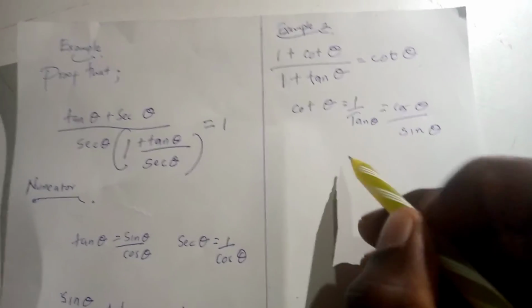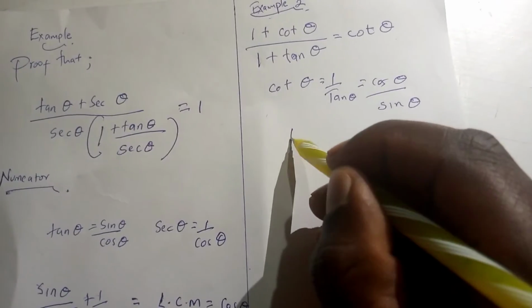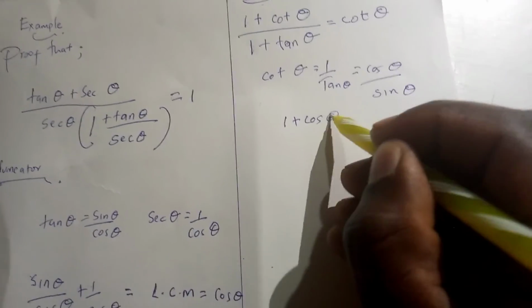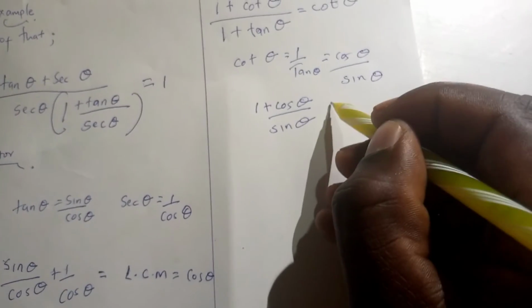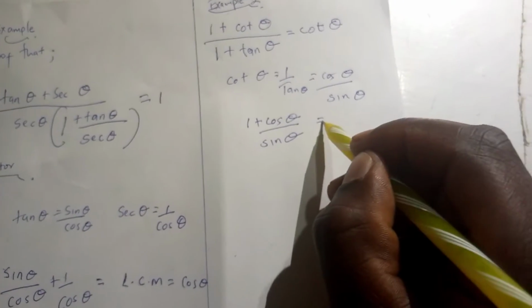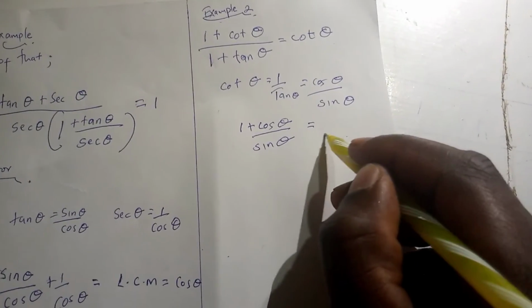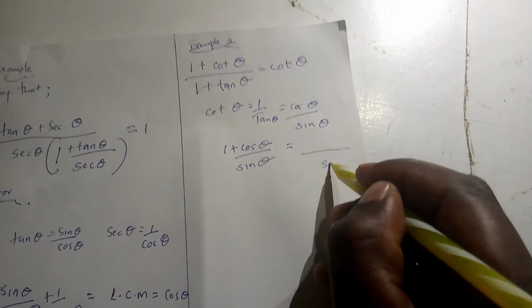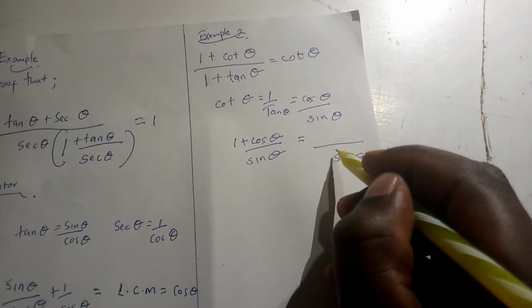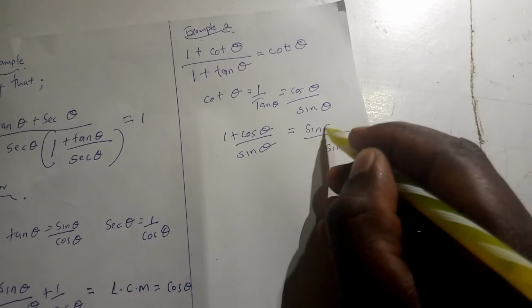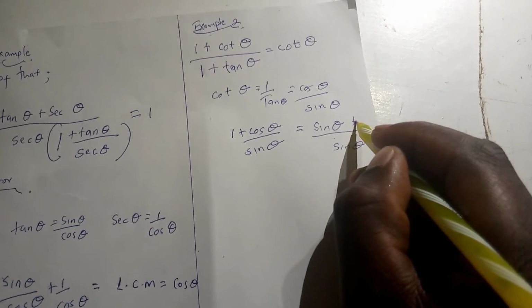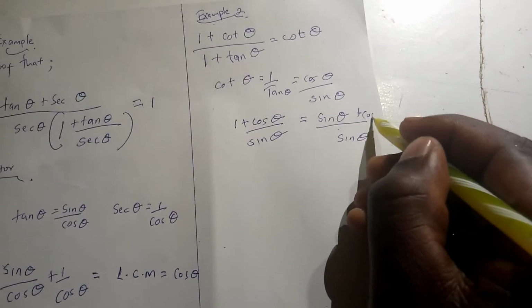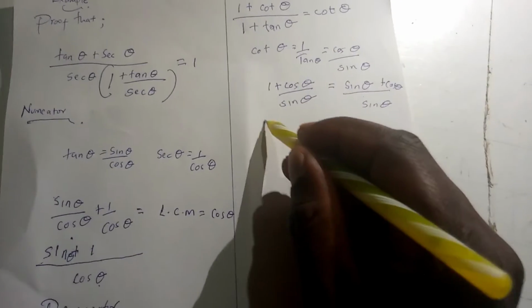Yeah. So 1 plus cos theta over sin theta is equal to, after we have done the LCM, since our LCM is sin theta, it will be sin theta plus cos theta, because it will go there once. Yeah, it will be cos theta. Okay, that's the numerator part, and now we go to the denominator.